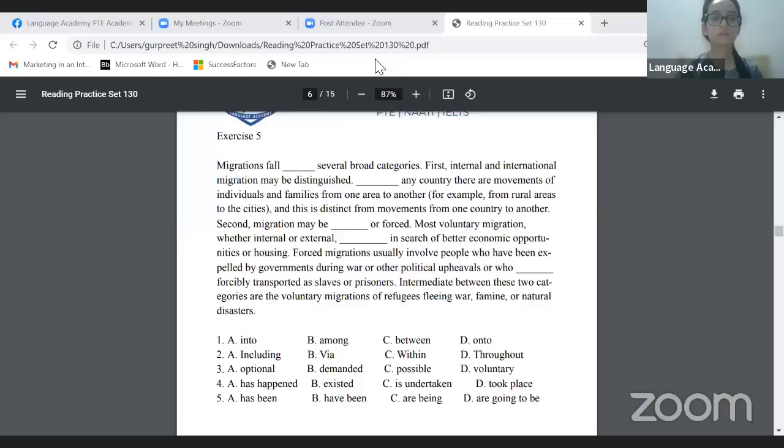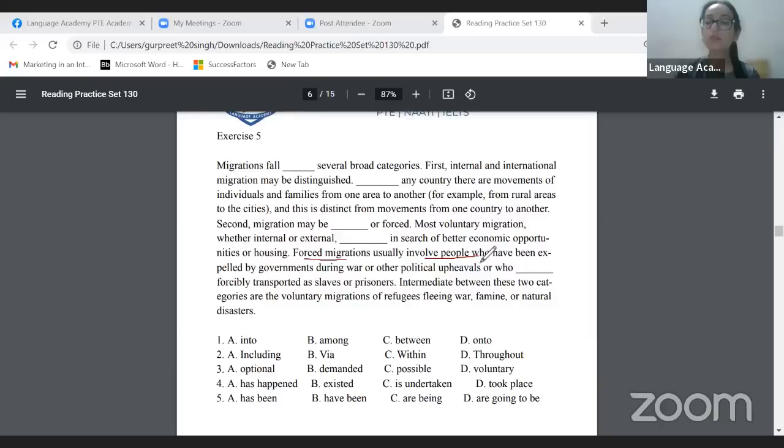Many of you have missed the rule of facts. Facts are always written in simple present tense. If you had read the paragraph carefully, there are lots of facts that they have written in simple present tense. For example, if I just look at one sentence, they have said, forced migrations involve people who have been... Because they're telling us what forced migration is.